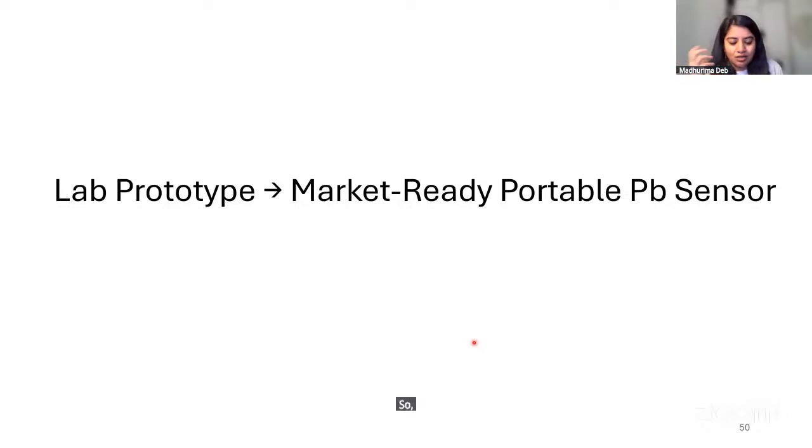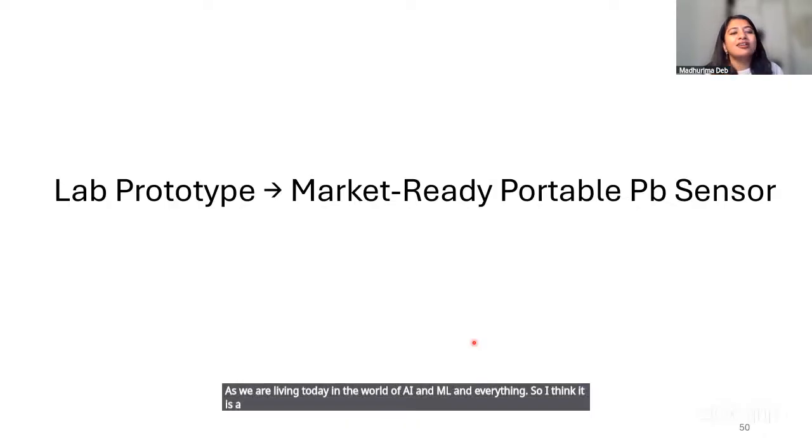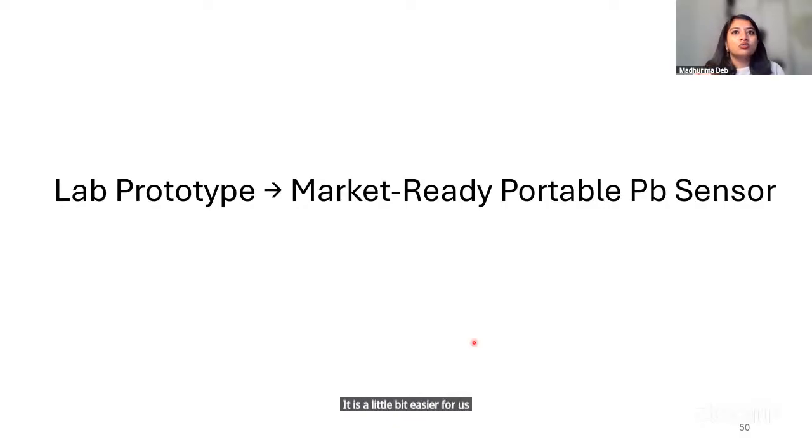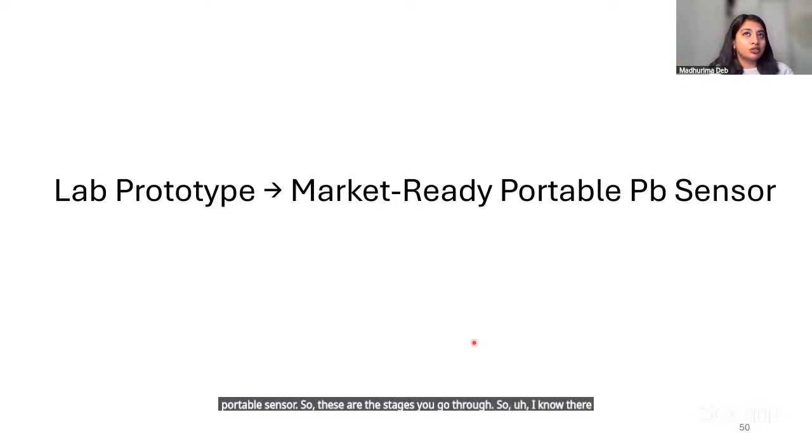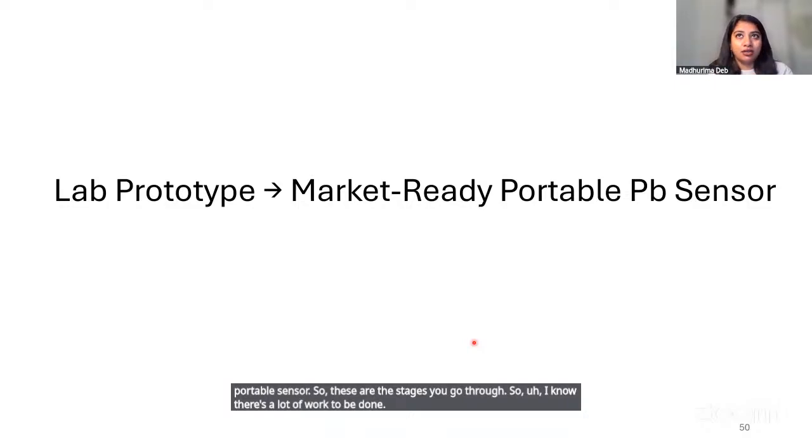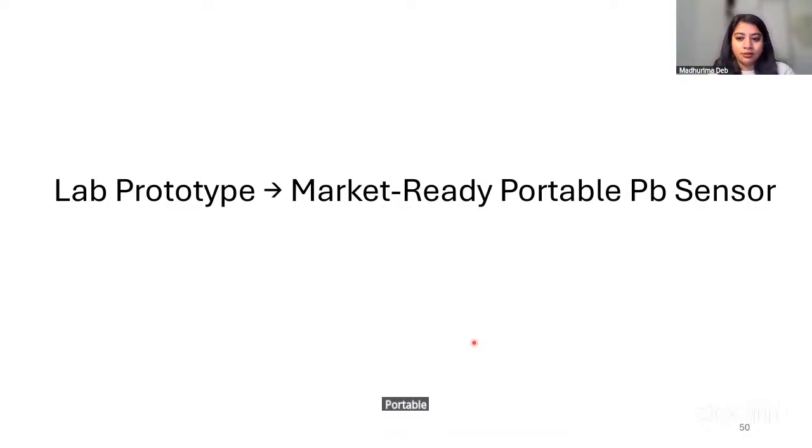As we are living today in the world of AI and ML, I think it is a little bit easier for us to do all these things. Once you have got a good sensor, you start thinking about making it a lab prototype, and then you convert it into a portable sensor. So these are the stages you go through. I know there is a lot of work to be done if I want to make it a market ready portable sensor which can be deployed anywhere.